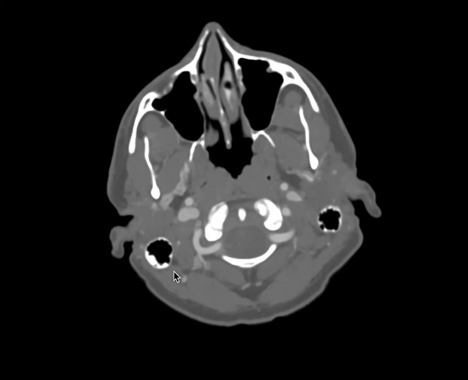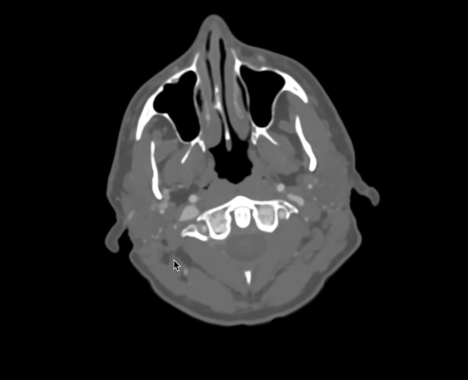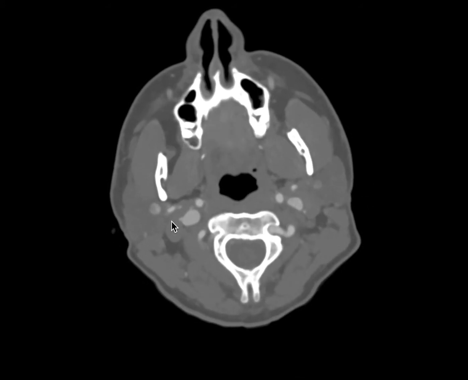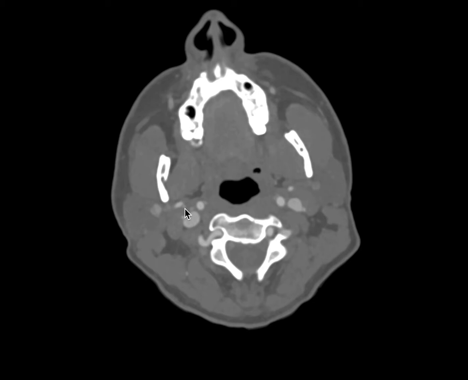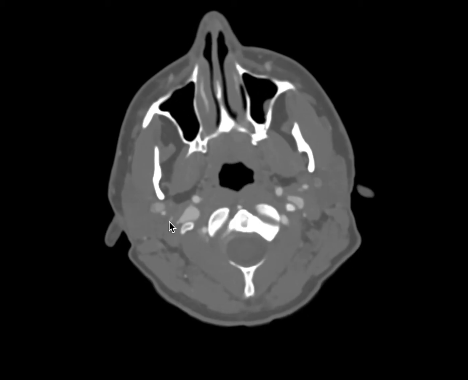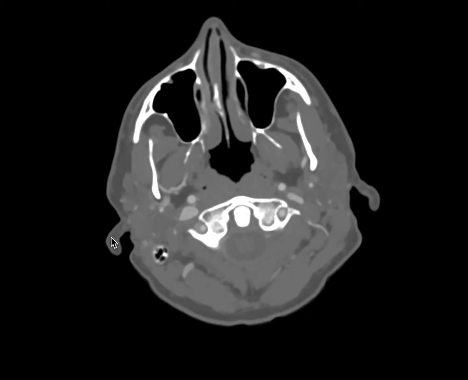Scrolling back inferiorly, I'll next point out the posterior auricular artery. The posterior auricular artery is seen right here. It will come out to supply the soft tissues behind the ear, and will also go to the auricle itself.